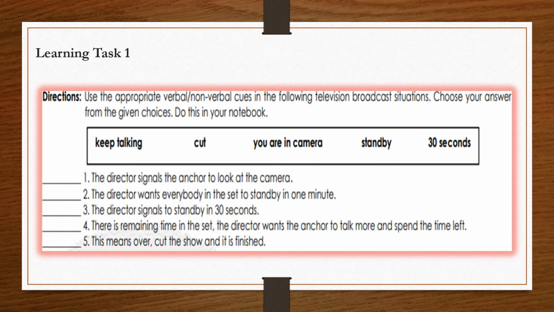So for number 1, the director signals the anchor to look at the camera. Number 2, the director wants everybody in the set to stand by in 1 minute. Number 3, the director signals to stand by in 30 seconds. Number 4, there is remaining time in the set. The director wants the anchor to talk more and spend the time left. And for number 5, this means over, cut, and show, and it's finished.